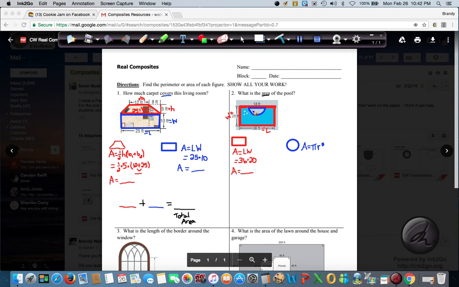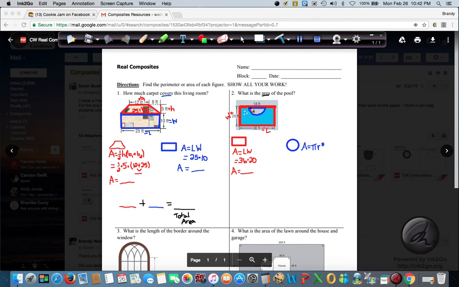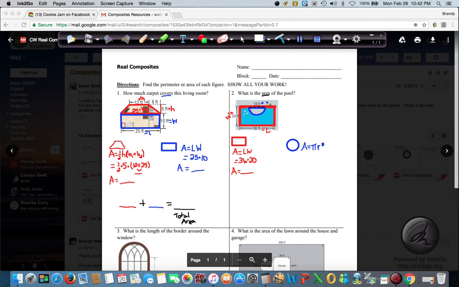So to find the r, we are given, if you can see it right here, because it's kind of covered up with the other lines that we drew, this piece right here, this 18, is actually the diameter. So to find the radius, you need to take the diameter and divide it by 2 because we need to split it in half. So the radius here is going to be 18 divided by 2. And I'm going to let you guys do the math on that one.